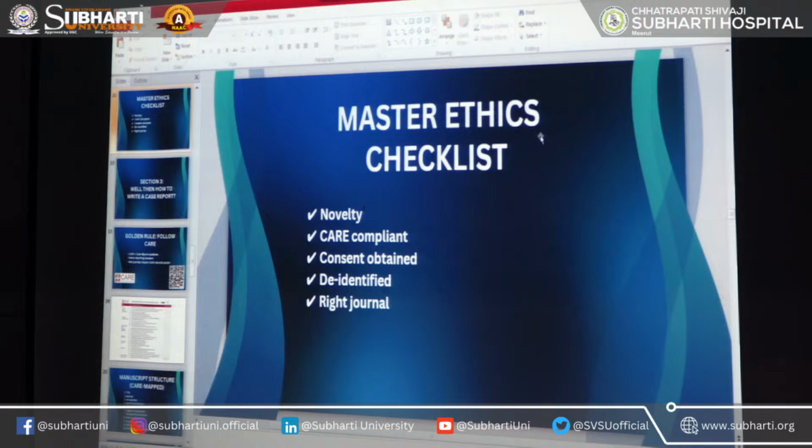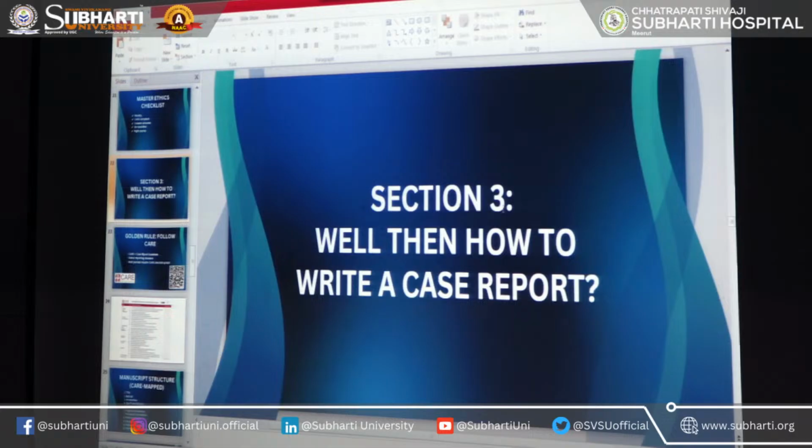Now, okay, so we'll just go through the checklist. First, novelty. The case should be CARE compliant, consent should be obtained, data de-identified, and a relevant rationale. Okay, so I think next Dr. Yashendra Sethi will take over from here on how to write a case report.